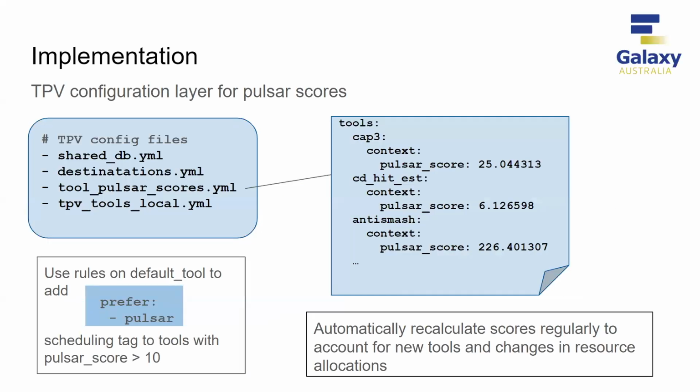And the implementation is adding an extra config file to our TPV config. You can have as many files as you like, so we just have one that contains the Pulsar scores. We can automatically recalculate these to account for new tools and changes in resource allocations. And using rules, we just insert a prefer Pulsar tag for a job if the Pulsar score is above 10, and ditto for adding prefer local cluster if the Pulsar score is low.